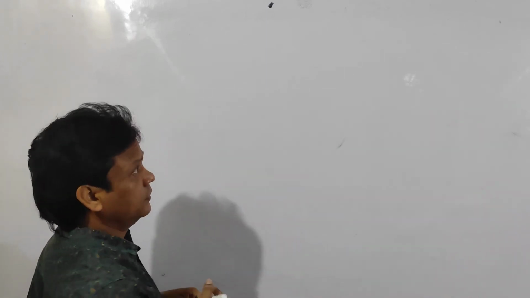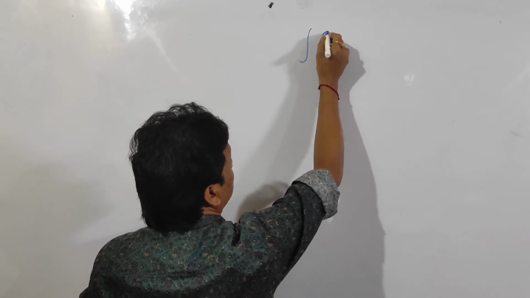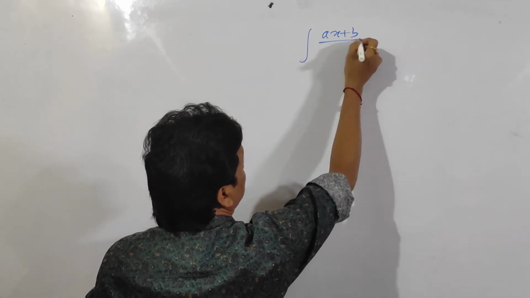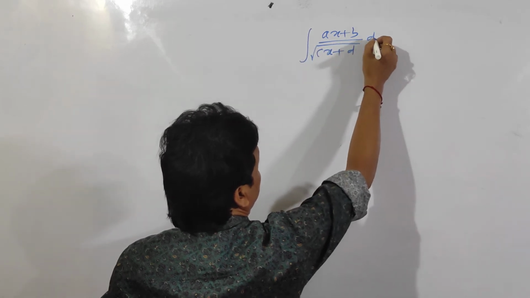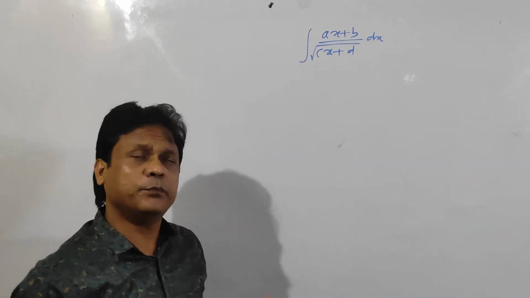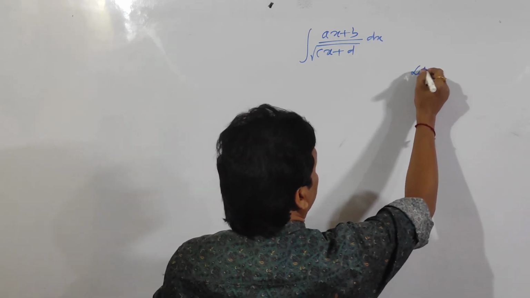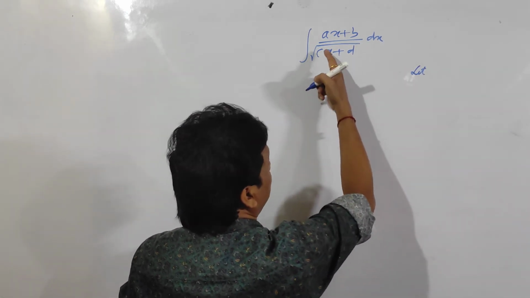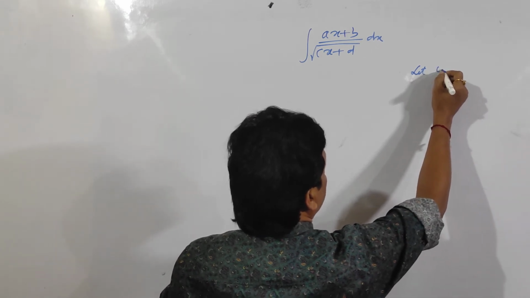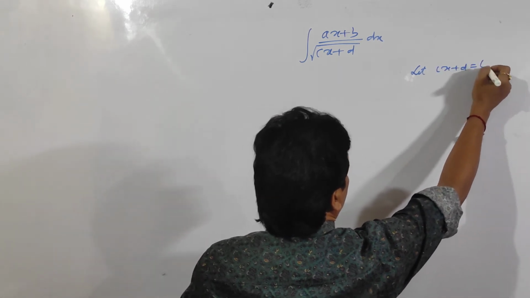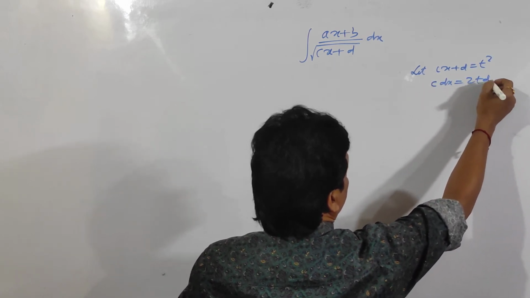The similar form I am going to tell you. Integration of (ax plus b) divided by root over (cx plus d) into dx. Same process, slightly different. Let me take the part under the square root as t square. Cx plus d is equal to t square. So c into dx is equal to 2t dt.